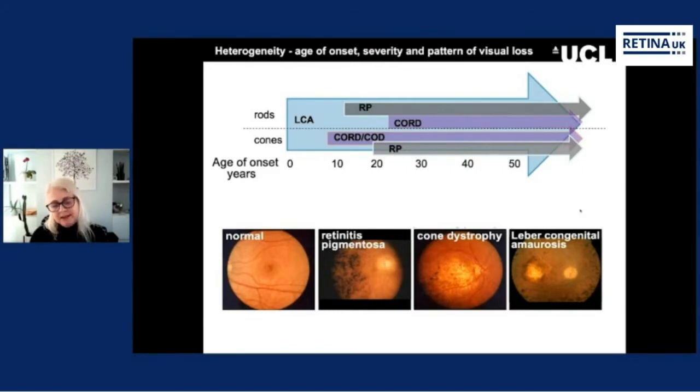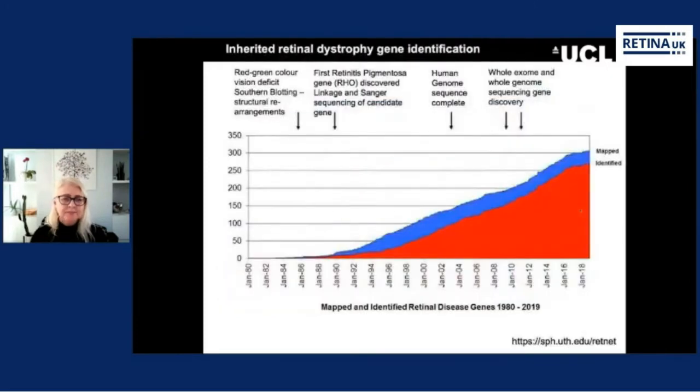So as well as the enormous phenotypic heterogeneity that we have for these conditions, we also have enormous genetic heterogeneity. And this really is a reflection of the complex biology and function of the retina and how we perceive light and perceive our visual world.